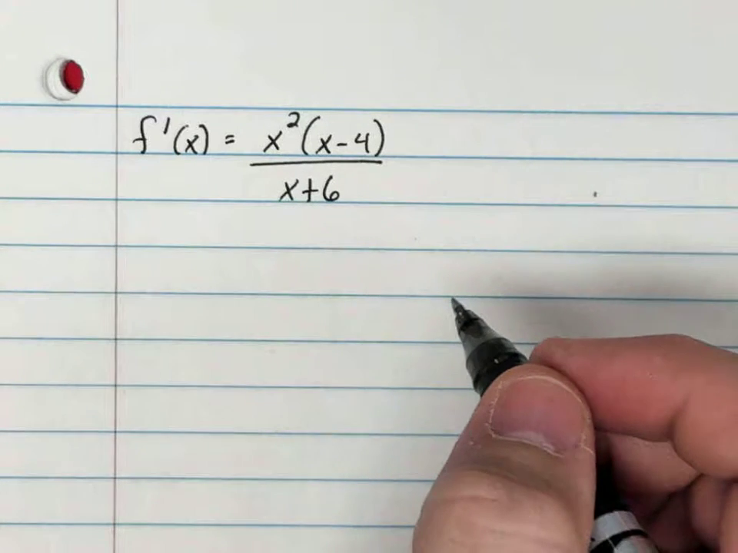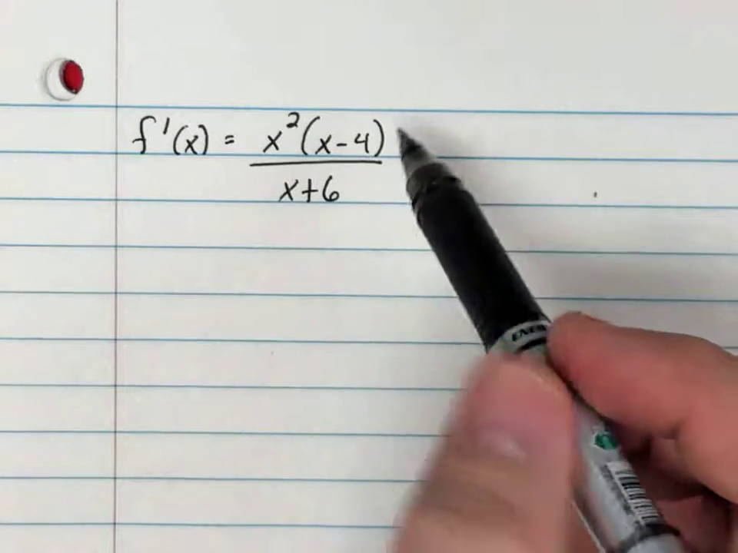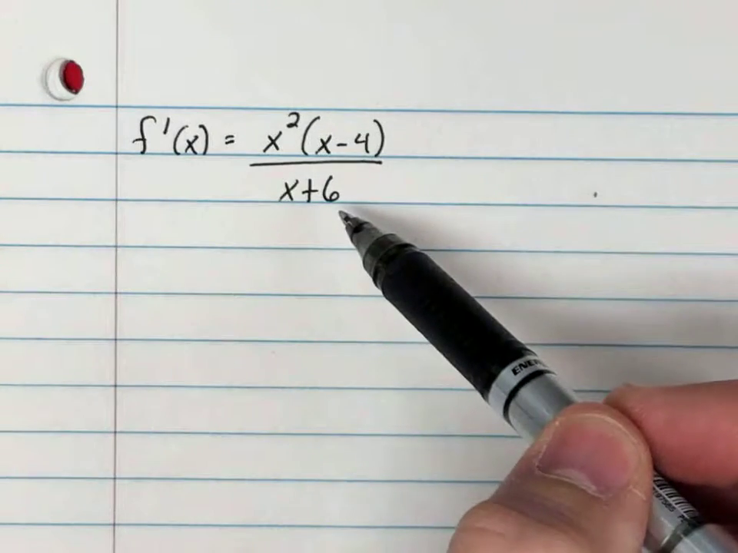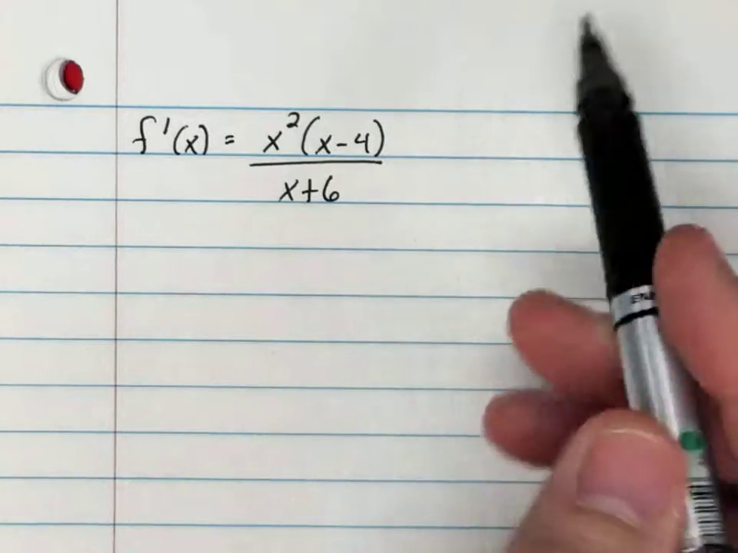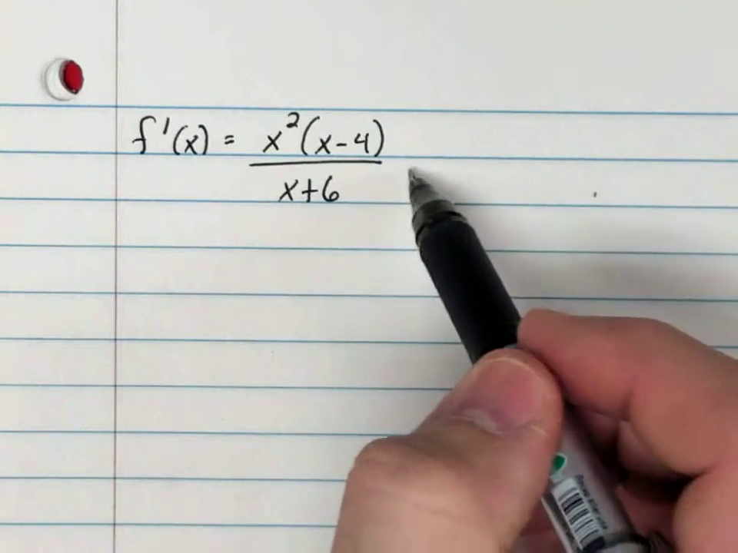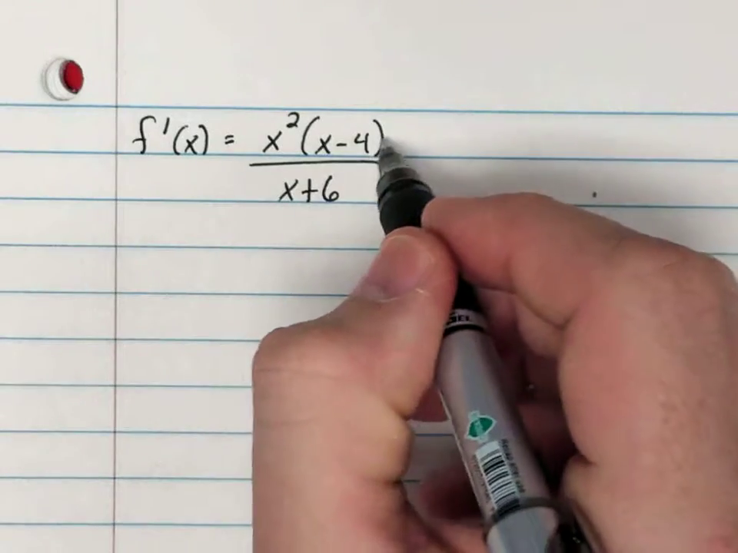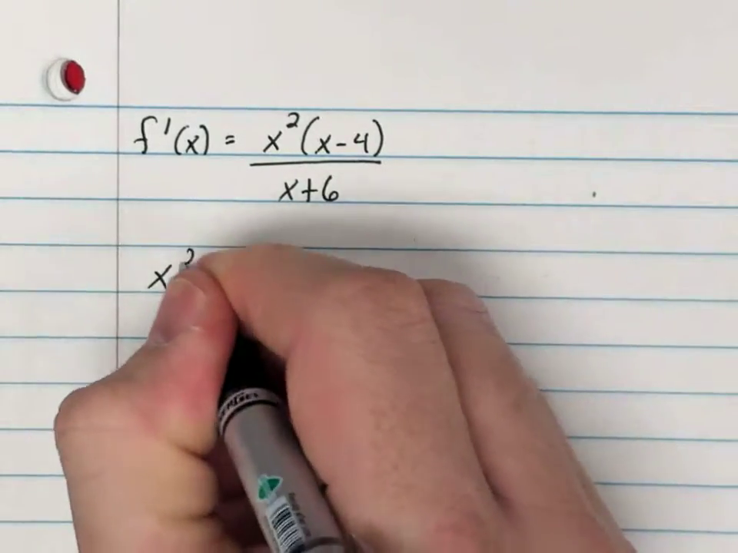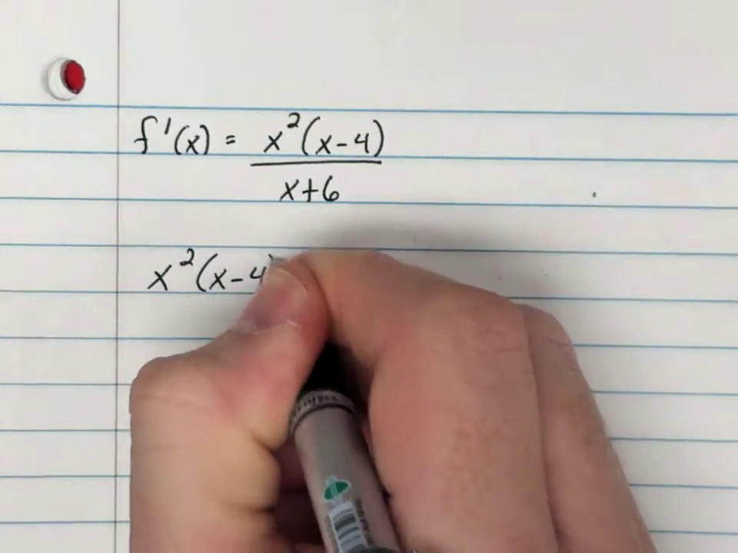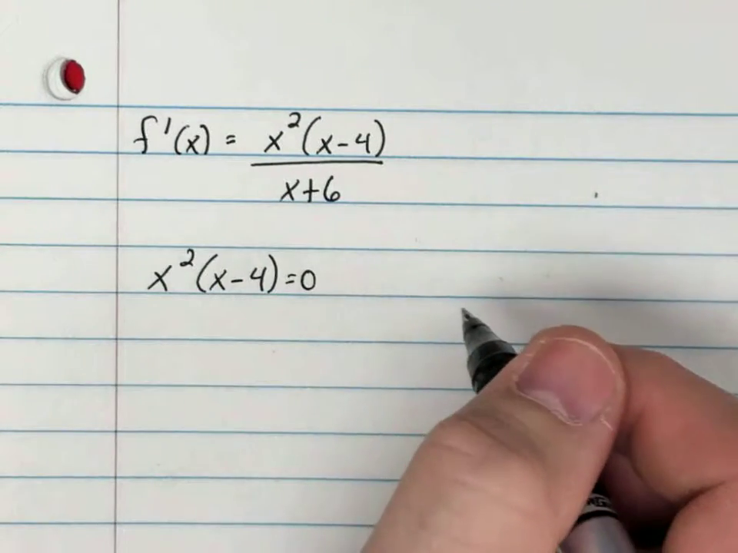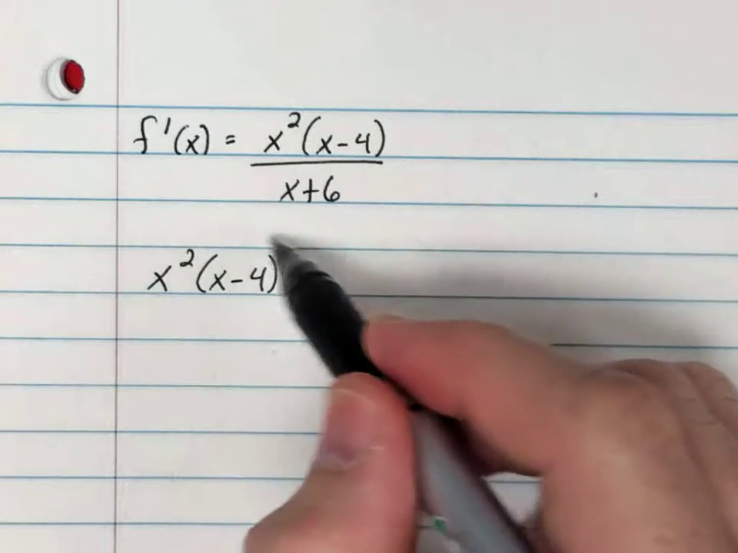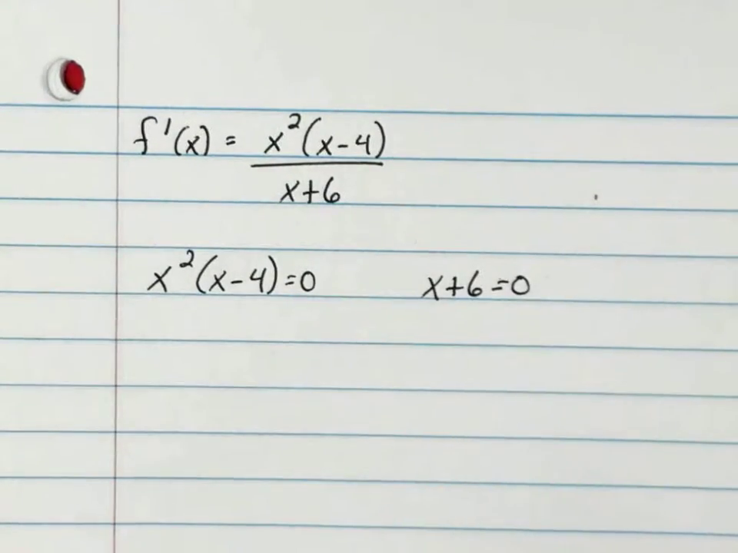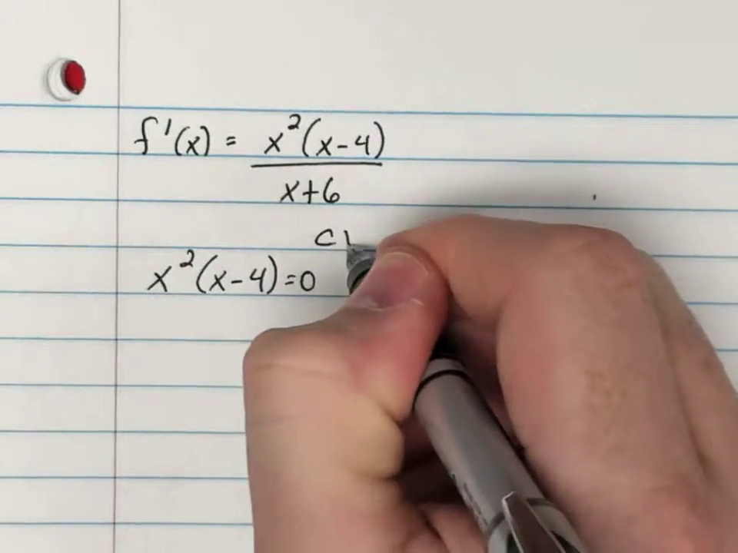Okay, first part it says, what are the critical points? Reminder, critical points are anywhere the derivative is equal to 0 or anywhere the derivative is undefined. So on this one, what makes it equal to 0? What's going to make this fraction equal to 0 is the top being equal to 0. So we're going to say that x squared times x minus 4 is 0. Or the thing that's going to make it undefined is if the bottom's equal to 0, so we're also going to set x plus 6 equal to 0. This is going to be all your critical points.